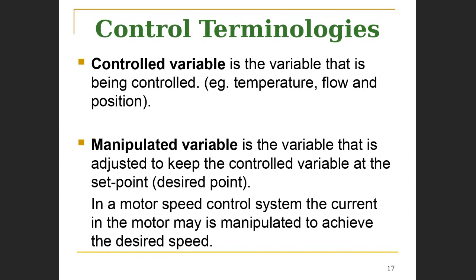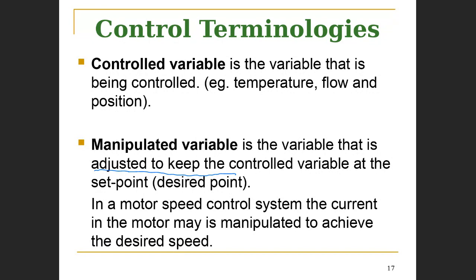Now, the manipulated variable, yes, is the variable that is adjusted. For what purpose? We adjust it so as to maintain our set point or maintain our desired outcome. Yes, so we adjust that variable so as to achieve our control objective.